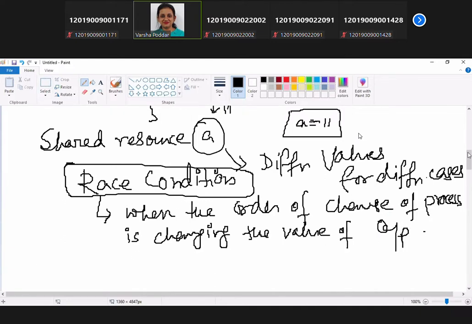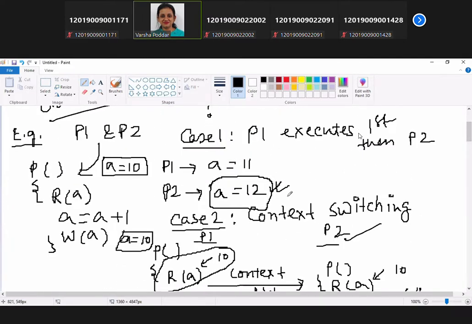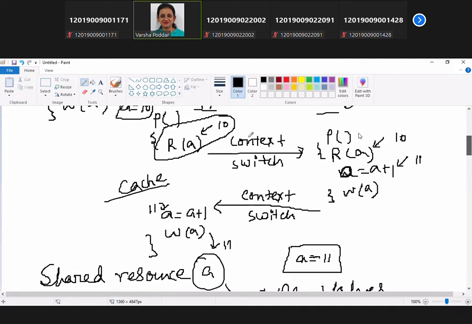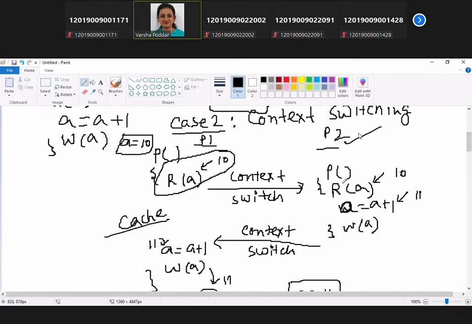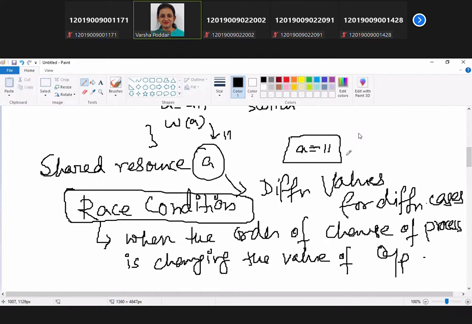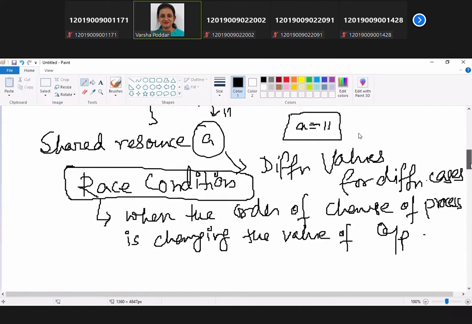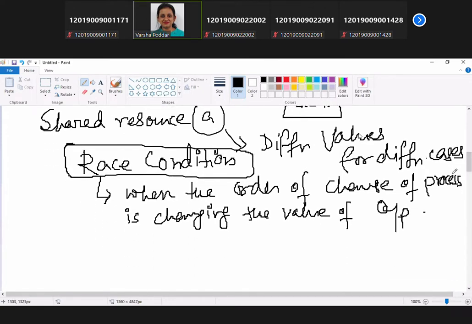Here the order was first P1 then P2, and here the order is P1, then in between P2, then again P1. So the change of order is changing the value of A. A was produced as 12 in the previous case, and A is produced as 11 in this case. So this is the condition where the same set of instructions, but due to different execution, gives different outcomes. We call this a race condition. This is a very, very important terminology.